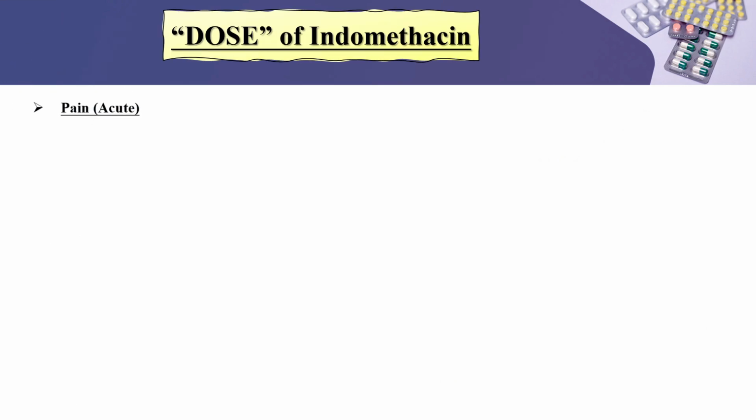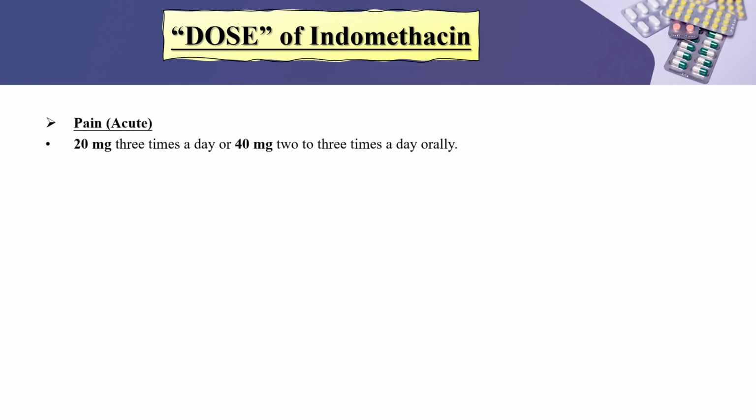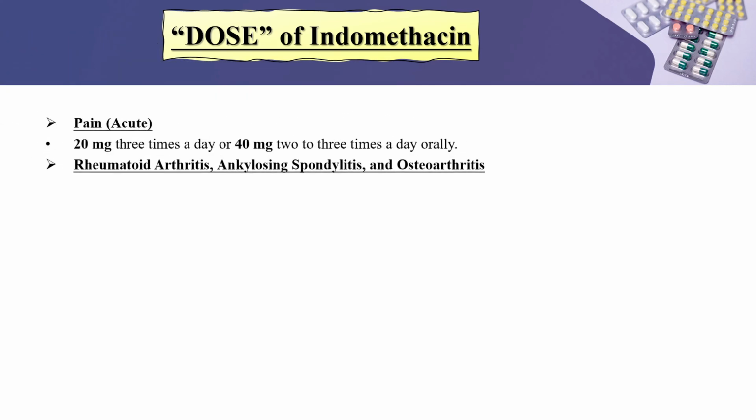Next comes the dose of indomethacin. So in acute pain, 20 mg 3 times a day or 40 mg 2 to 3 times a day is given orally. In case of rheumatoid arthritis, we know that it is an autoimmune disorder, where the immune system attacks healthy cells by mistake and causes inflammation, which is actually painful swelling. It usually affects many joints at a time.